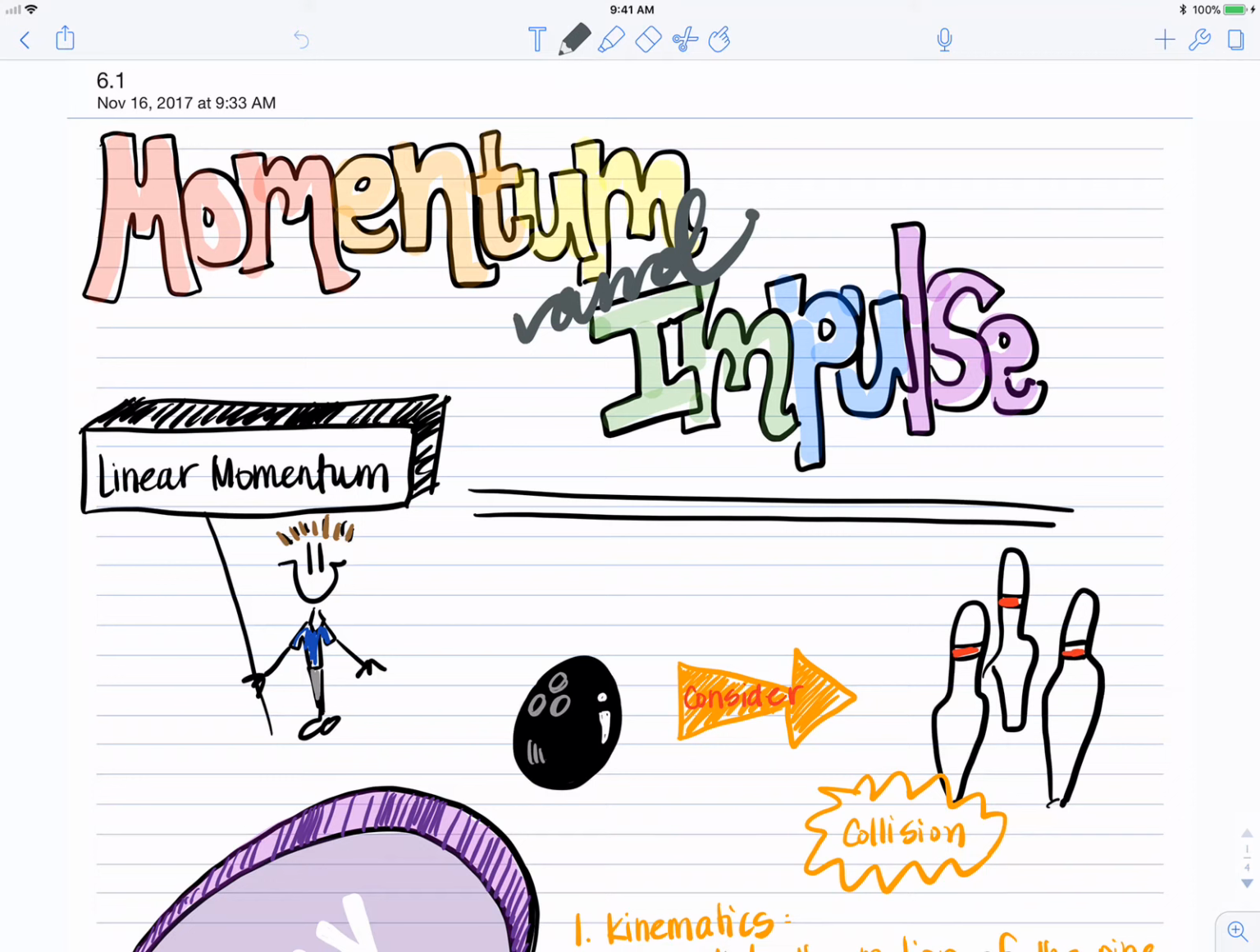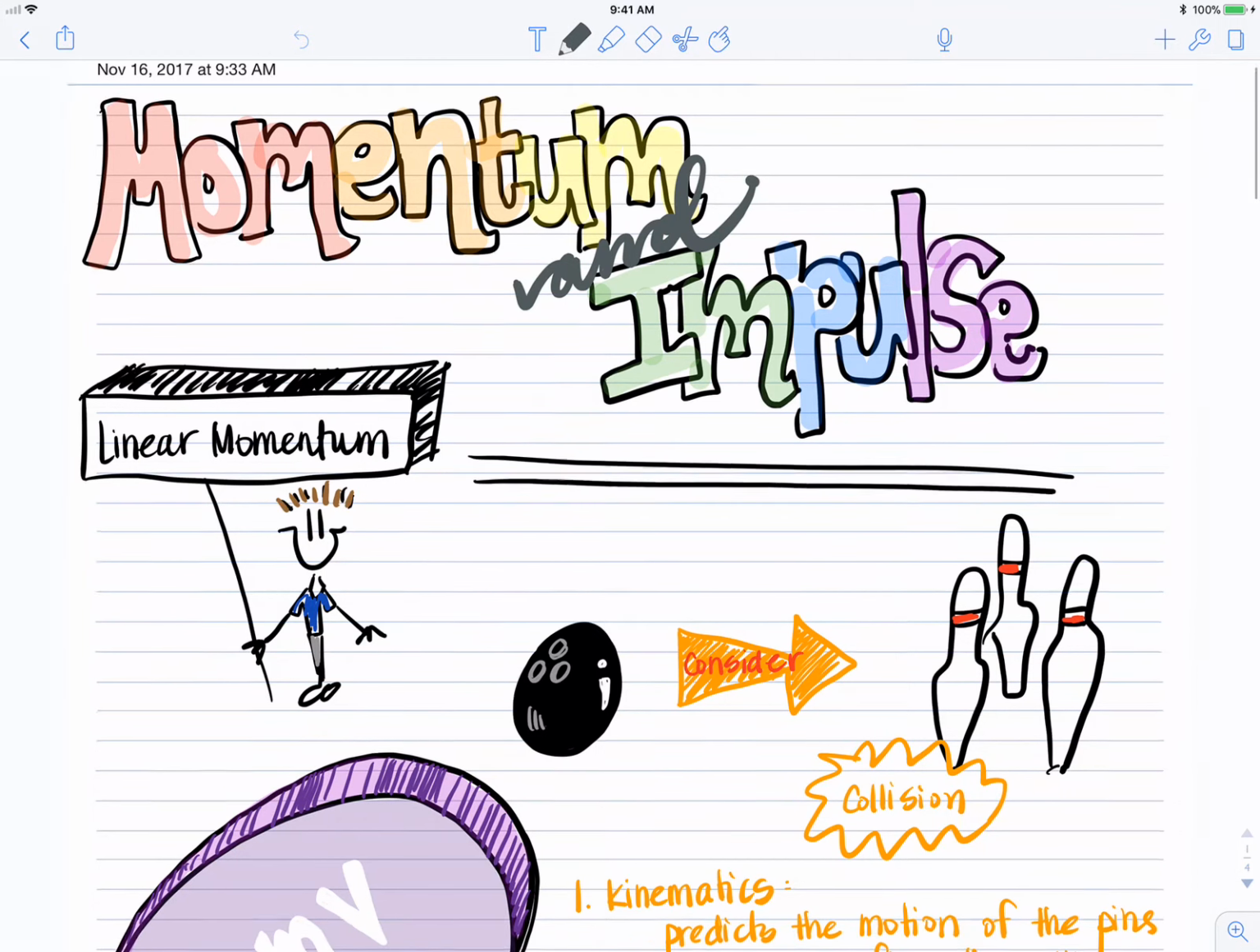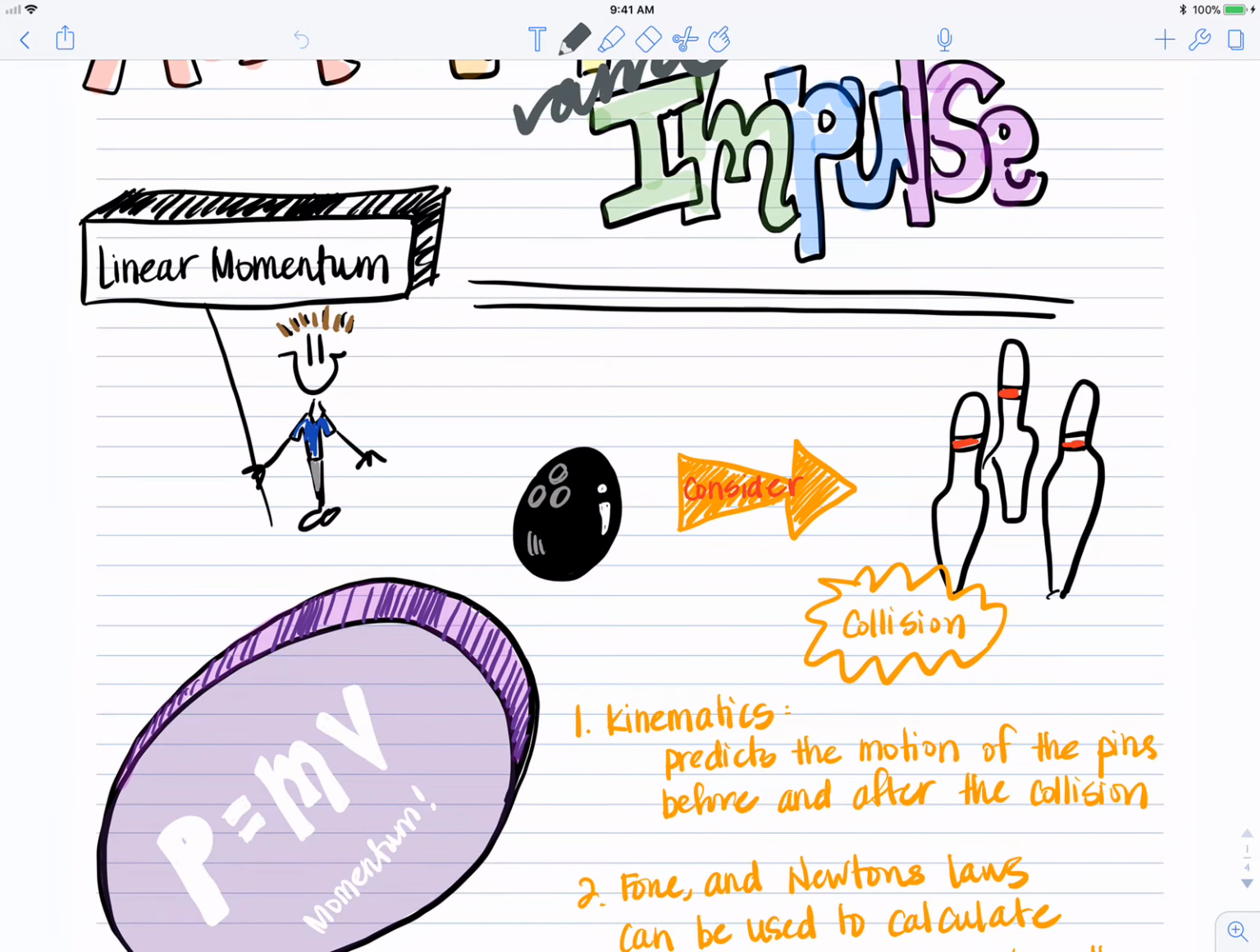Hi guys, so let's do a quick recap of our introduction to momentum and impulse. We began this chapter by considering a situation where there are bowling pins that are being struck by a bowling ball. Now we've already seen a situation like this.